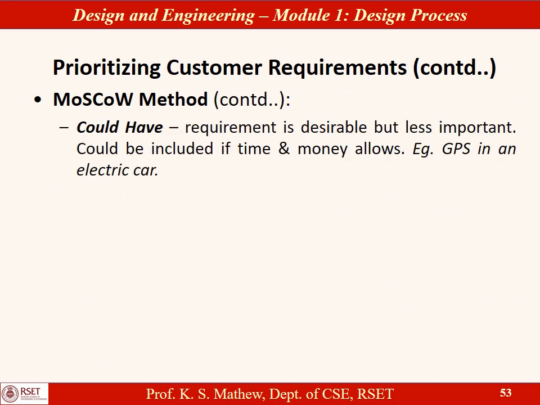A could-have requirement is desirable but less important. It could be included if time and money allow, otherwise it can be avoided. For example, GPS in an electric car.